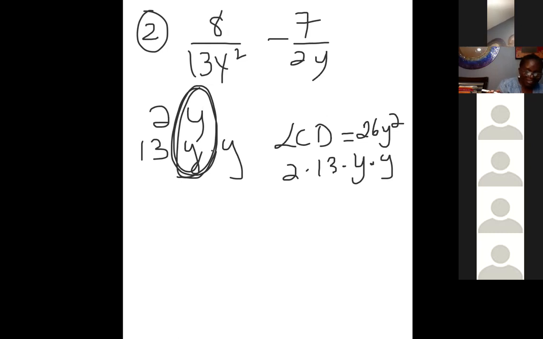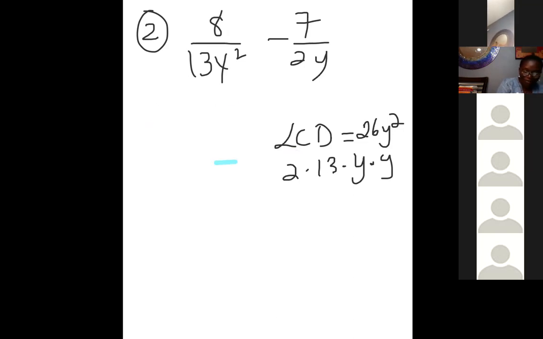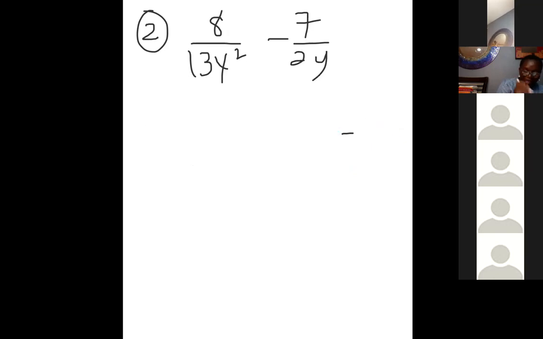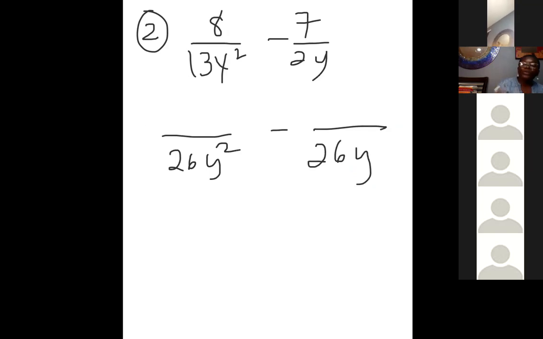All right, so since you guys don't have any more questions, I'm gonna move on. So guys, we figured out that the denominator is 26y squared. So now we're going to write down the new denominator, 26y squared, for each fraction. If you change the denominator, you must change the numerator.